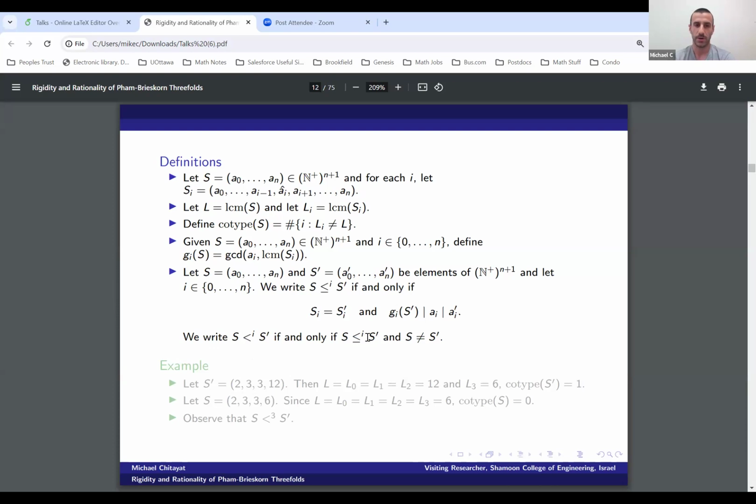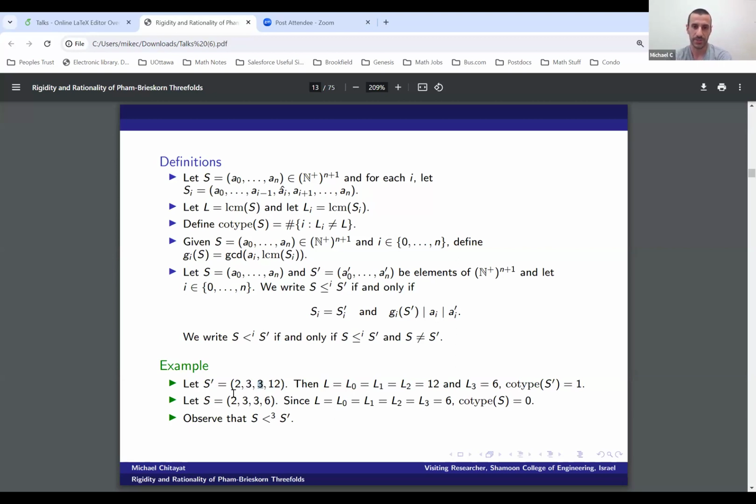So this is easiest to see with an example, and it will give you some more intuition than maybe just the definitions do. So we let S prime be this tuple, say 2, 3, 3, 12, and we start considering the various least common multiples. So the least common multiple of everything is 12. If we remove the 0th entry, the least common multiple is still 12. If we remove the first entry, it's still 12.